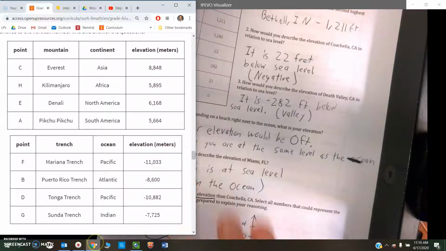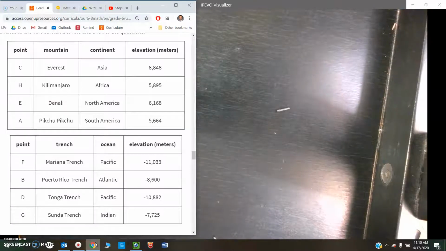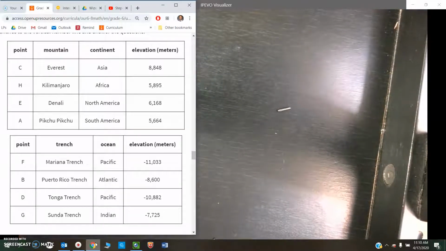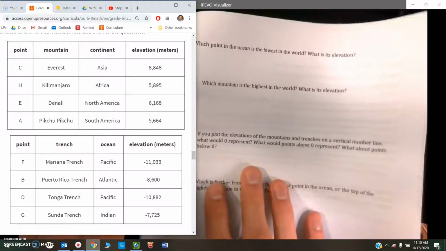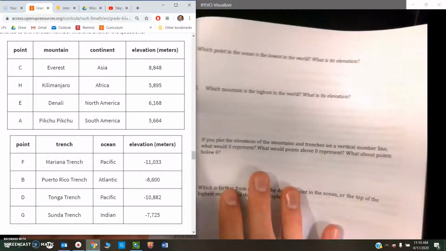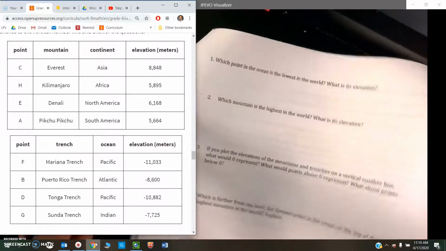Alright, so now for the next activity. I have pulled up the two tables, and they show the elevations of the highest points on land and the lowest points in the ocean. So once again, we're still talking about elevation here. Okay. So, which point in the ocean is the lowest in the world, and what is its elevation?